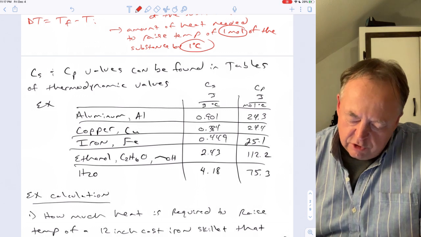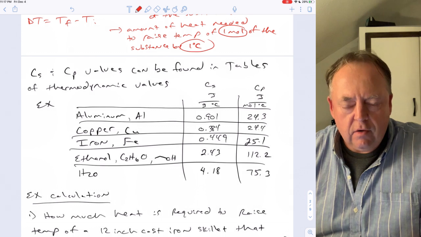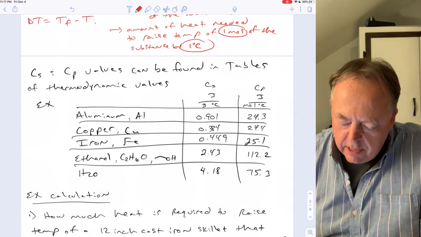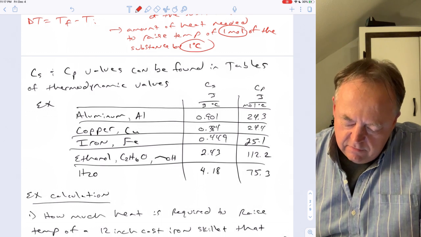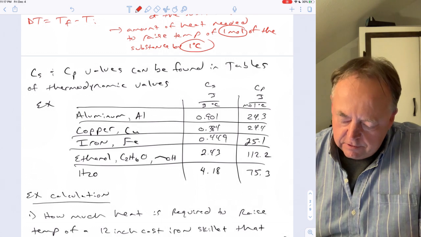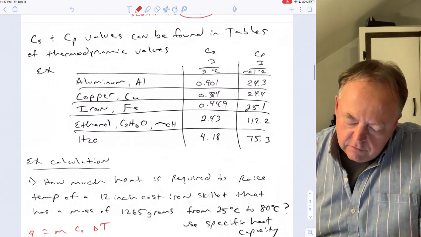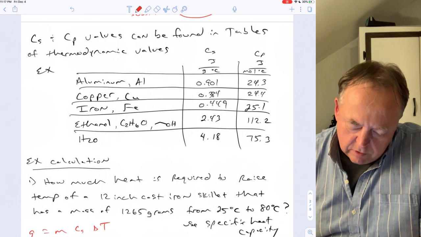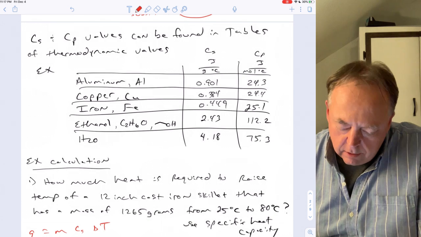The specific heat capacity and molar heat capacity are values that are known for a lot of different substances, and those values can be found in thermodynamic tables, either within your chapter or in the back of the textbook, or you can search the internet and find large numbers of thermodynamic values for lots of different substances. So we'll just take a few to illustrate the concept: aluminum, copper, iron, ethanol, and water.